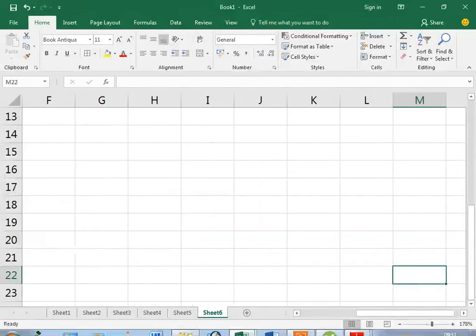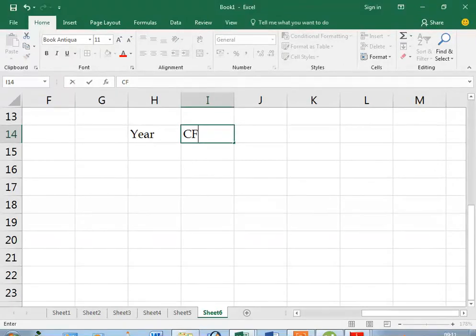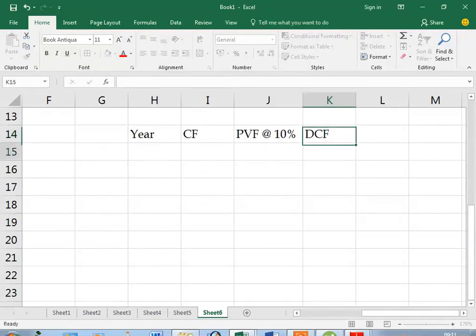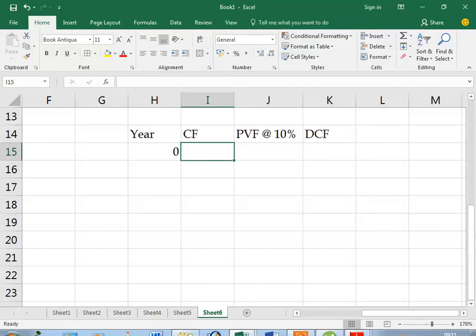Now I'll take you through the NPV calculation. The objective is to calculate the cash flow in 3 steps: working note 1 initial, working note 2 in between, working note 3 terminal, and working note 4 is to consolidate the cash flow and calculate NPV. So year, cash flow, PVF. What rate is the PVF in this question? 10%, and DCF.